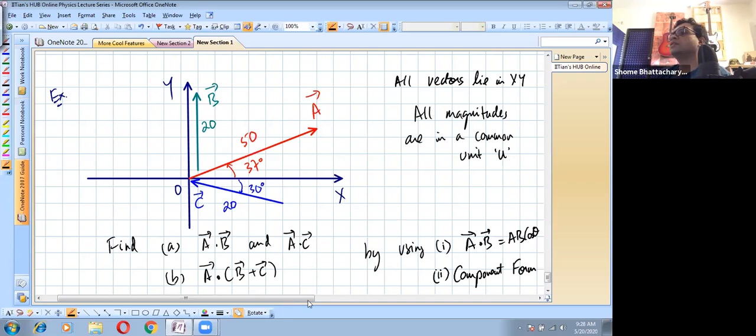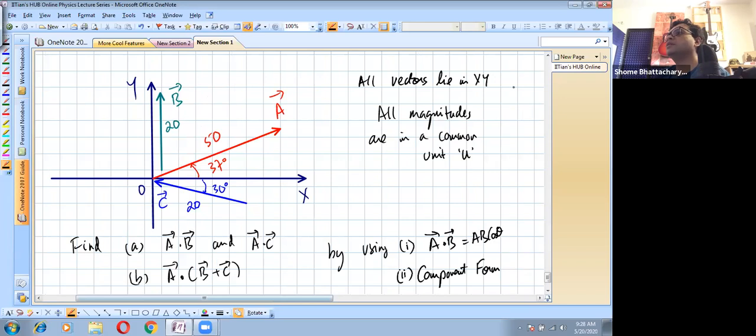So all the vectors here shown lie in the xy plane. So they are actually two-dimensional xy vectors, and all the magnitudes are in some common unit. So you can do both parts of this question A and B by two different methods. So try it out by both the methods and verify the answers that you get.